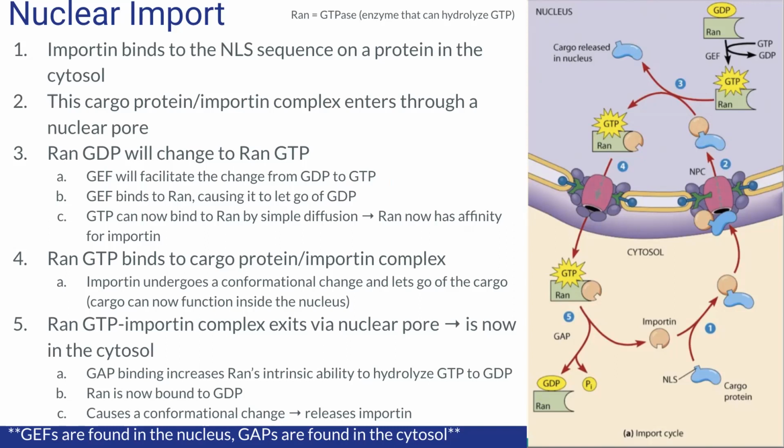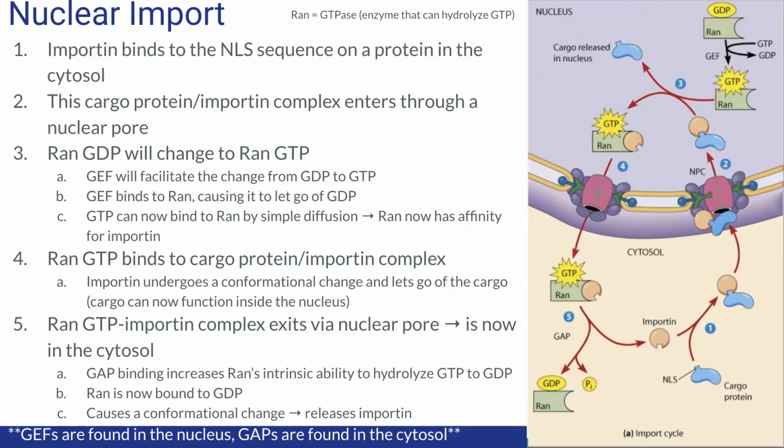So now that GTP is bound to RAN, it has affinity for importin. When it binds to importin, that causes importin to lose affinity for its cargo, and then the cargo is released into the nucleus to do whatever it's supposed to do. So then from there, importin has to be recycled back into the cytosol so that it can continue to import more proteins into the nucleus.